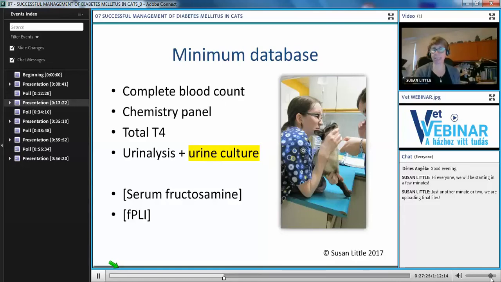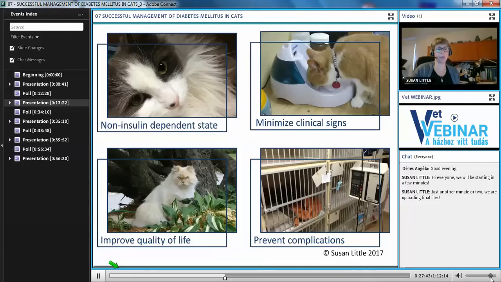So there may be some additional tests, but at a minimum, we want that complete blood count, the chemistry panel, the T4, the urinalysis, and the urine culture done on these cats, so that we get a full assessment of their status.